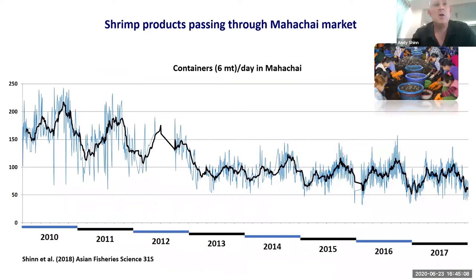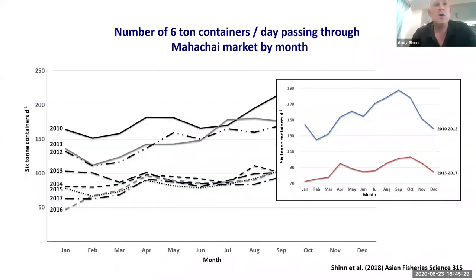I don't need to put a line through this, but you can see that the number of containers passing through over the subsequent years has fallen quite dramatically. I can show you this quite clearly just by plotting it year by year. If I group them, the top line, the blue line, shows you the number of containers on average passing through between 2010 to 2012. And then after AHPND was introduced, the red line at the bottom shows you how much production has dropped.